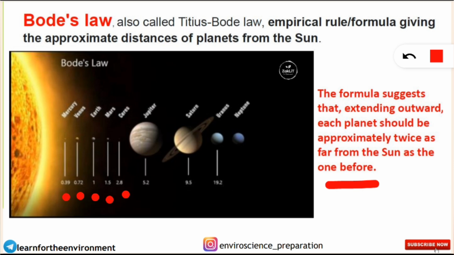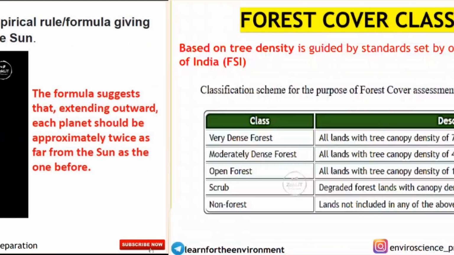Here is one more example. Saturn is 9.5 from the Sun, and if you move on to Uranus, it is almost double, 19.2. I hope it is new for some people. You should note it down carefully. Let's move on to the next concept.